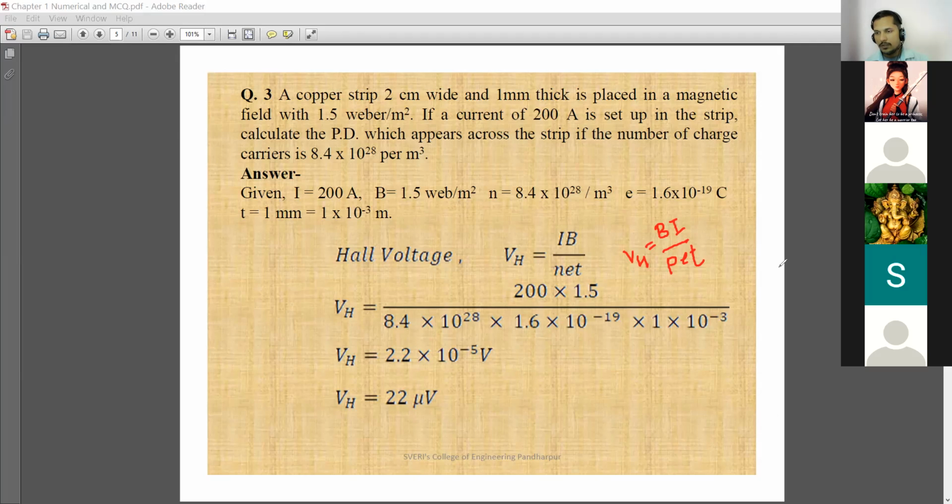Now you will see the magnetic field value as Tesla in some places and Weber per meter square in others. There is no need to make any changes, we take the value as it is for calculation. So I into B, next the value of n is 8.4 into 10 raised to 28, charge, and small t, that is thickness, 1 into 10 raised to minus 3. So everyone calculate and check whether you are getting this value, 22 microvolt.